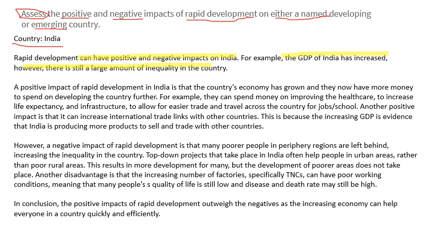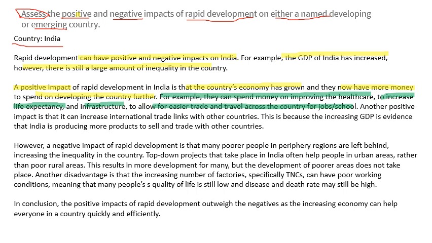Now here, a positive impact, showing that it's linking to the question, is that the country's economy has grown and they now have more money to spend on developing the country further. They've then gone on to extend that. For example, they can spend money on improving healthcare, and they've extended it even further, which will increase life expectancy. They've then gone to talk about infrastructure to allow for easier trade and travel across the country for jobs and for school. So they've given a positive impact, more money, and they've said why that's such a good thing.